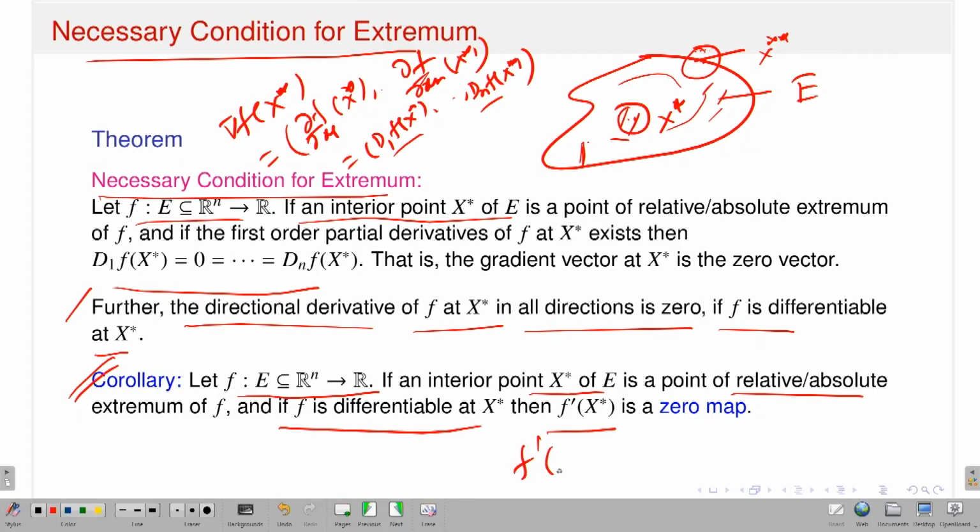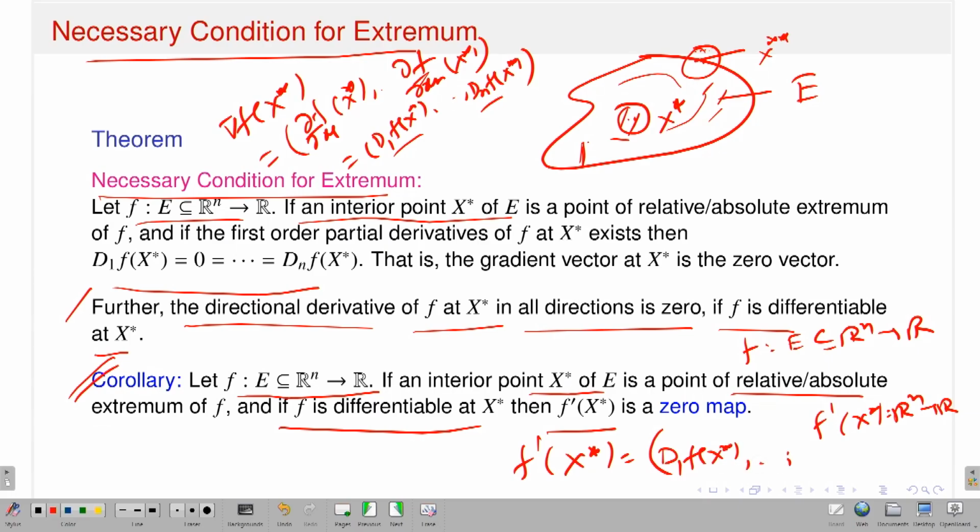If you remember, the derivative of f at x star is a linear map, because f is a function from E, a subset of Rn, to R. Then the derivative at the point x star is a linear transformation from Rn to R. That means it should be a 1 cross n matrix, that means a row vector. And what is that vector? If you recall my earlier lectures, it should be d1 of f at x star up to dn f at x star. That is the gradient vector of f at that point.